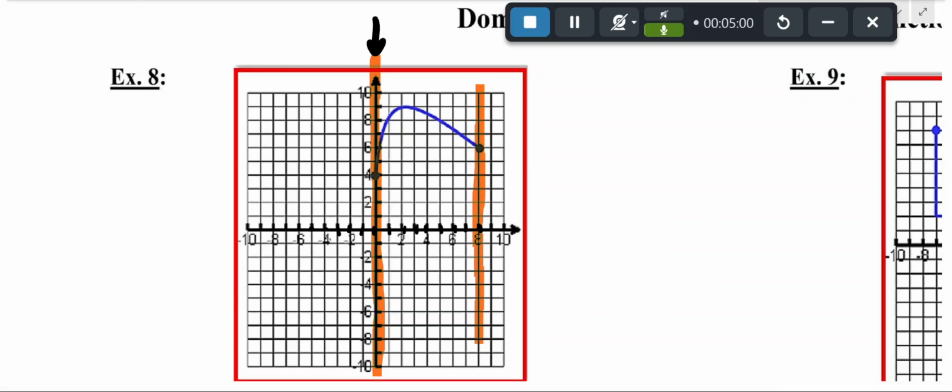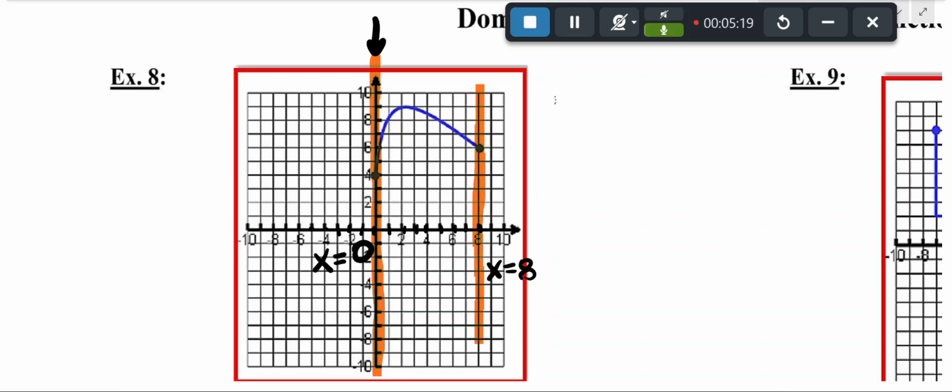So x equals 0, right? This is where the orange line stands. And the orange line ends when x equals 8. That means every number in between those two, and there's an infinite number.